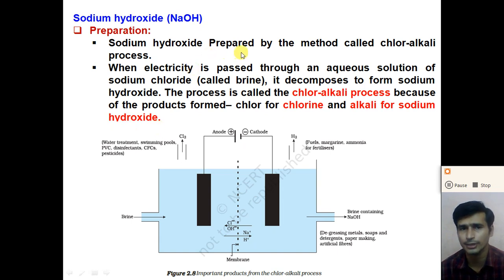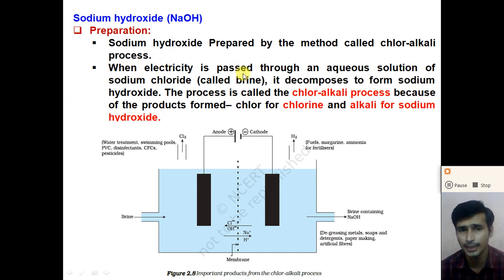Sodium hydroxide is prepared by the method called the chlor-alkali process. Now what is the chlor-alkali process? Sodium hydroxide can be obtained from NaCl by a method called the chlor-alkali process, right? So what is the chlor-alkali process and why is it called the chlor-alkali process?